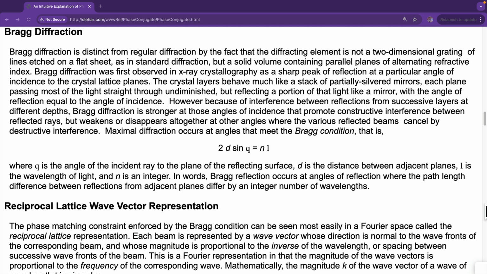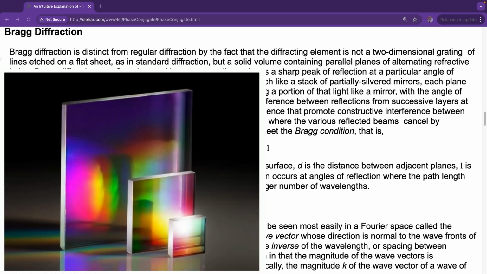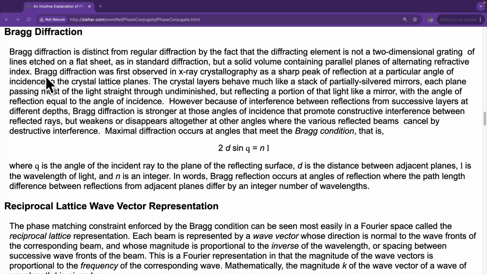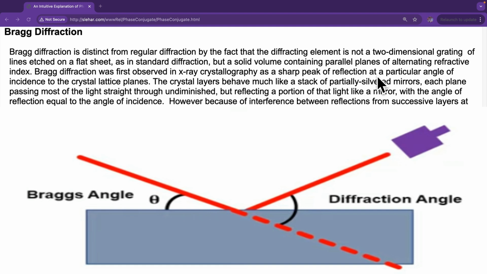Bragg diffraction. Bragg diffraction is distinct from regular diffraction by the fact that the diffracting element is not a two-dimensional grating of lines etched on a flat sheet, as in standard diffraction, but a solid volume containing parallel planes of alternating refractive index. Bragg diffraction was first discovered in X-ray crystallography as a sharp peak of reflection at a particular angle of incidence to the crystal lattice planes.